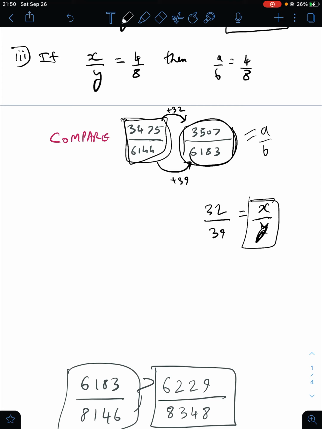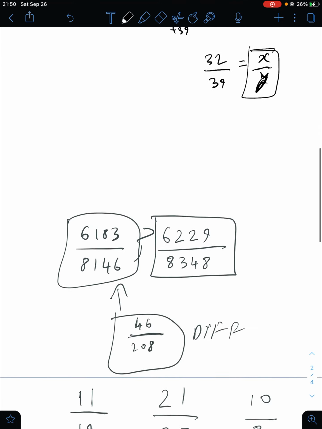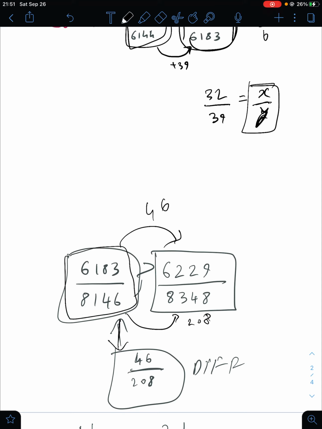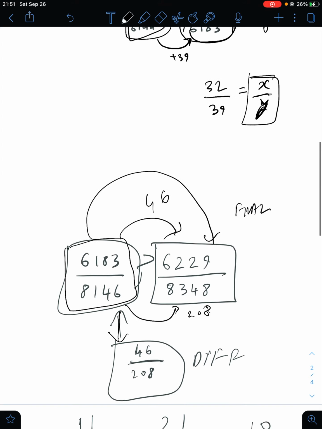Let's take one more sum and solve it in the same manner. So in this case we can see that the difference between the numerators is 46 and the difference between the denominators is 208, right? So if you compare 46 by 208 with the initial fraction, you can clearly see that the initial fraction is greater. That means that the initial fraction is greater than the final fraction. So now this rule holds true for any fraction.